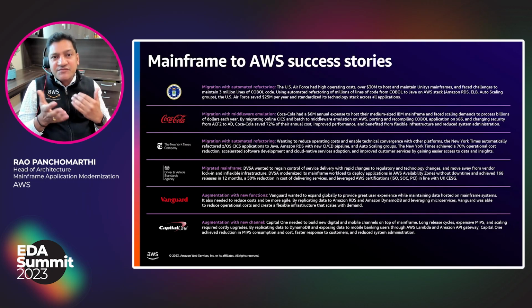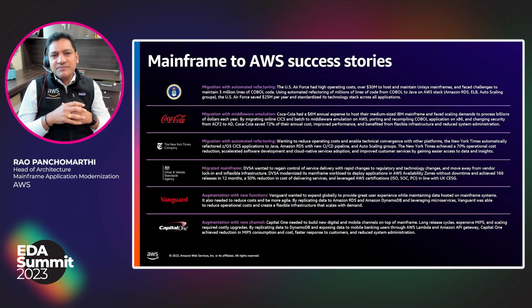It could be ACF2 replaced with Active Directory tooling for security. And they replaced their scalability with auto scaling, elastic load balancer, and more. By doing that, they were able to achieve 70% cost savings and 50% agility in terms of their releases. And similarly, Coca-Cola and DVSA, the Driver and Vehicle Standards Agency in the UK, have used refactoring as replatform as their choice.